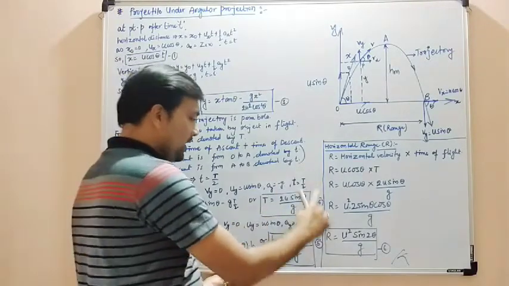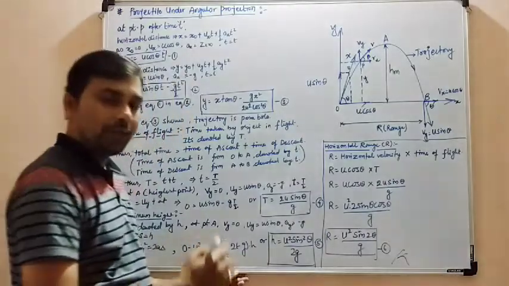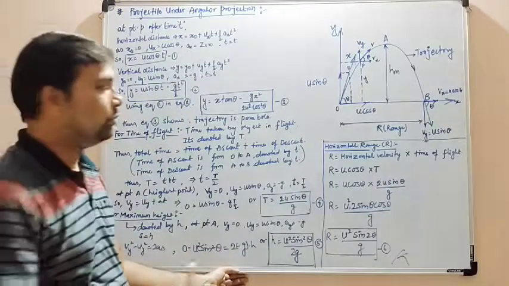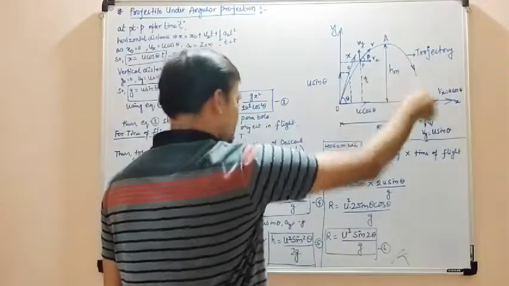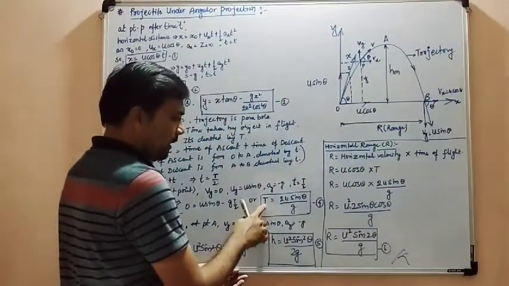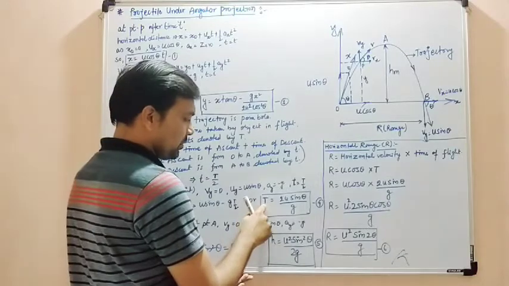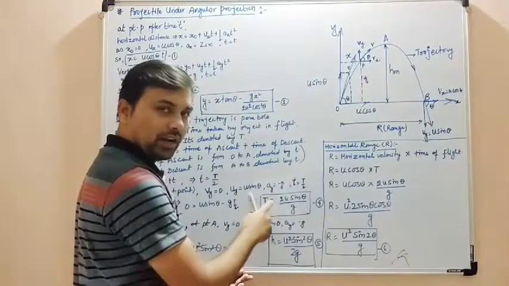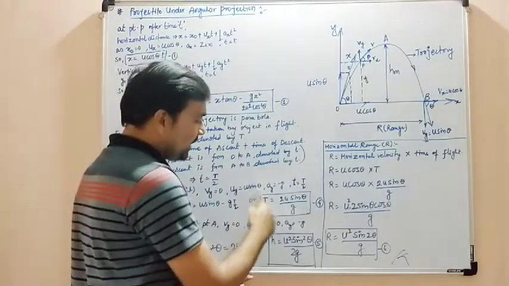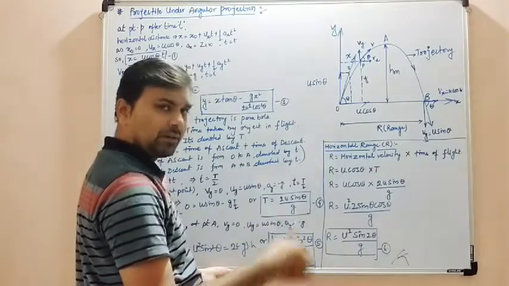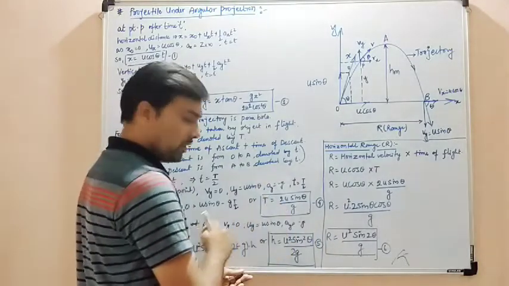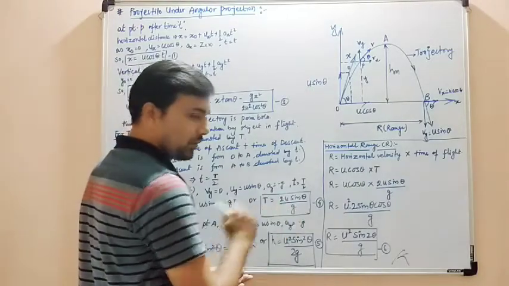This is the time period taken by the particle to move from O to B, not for half, but for O to B. For half, you have to substitute small t equals 2 times small t. Capital T is equal to 2 times small t, so that 2 gets cancelled. So for the time of ascent or time of descent, this becomes half, and small t will become u sin theta upon g.